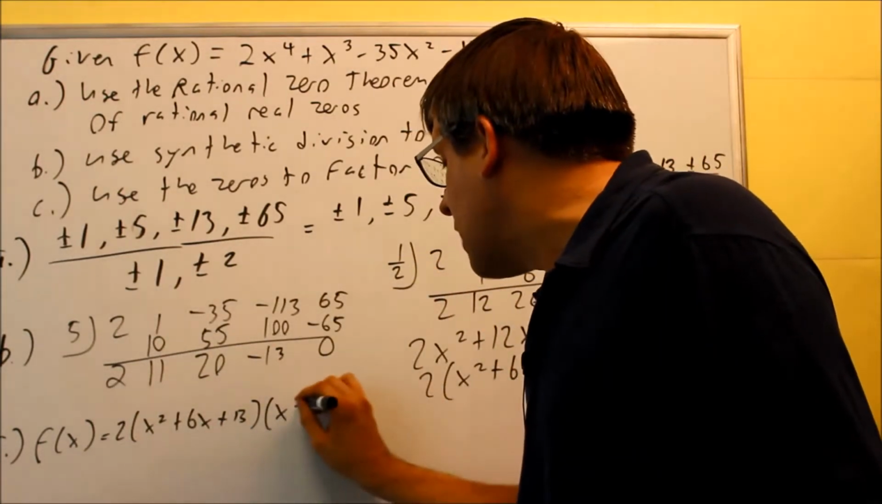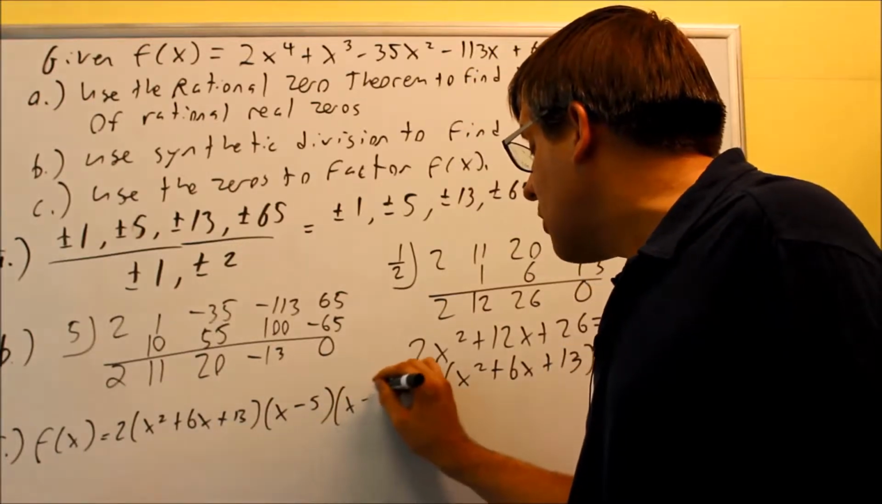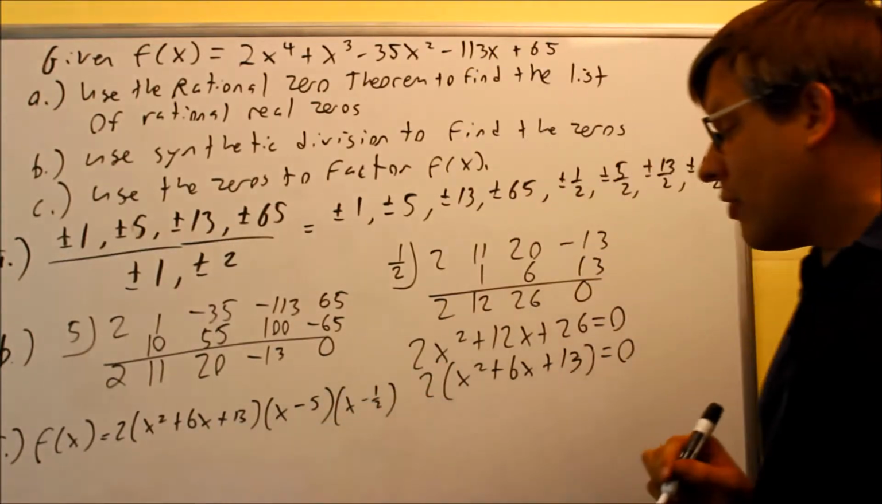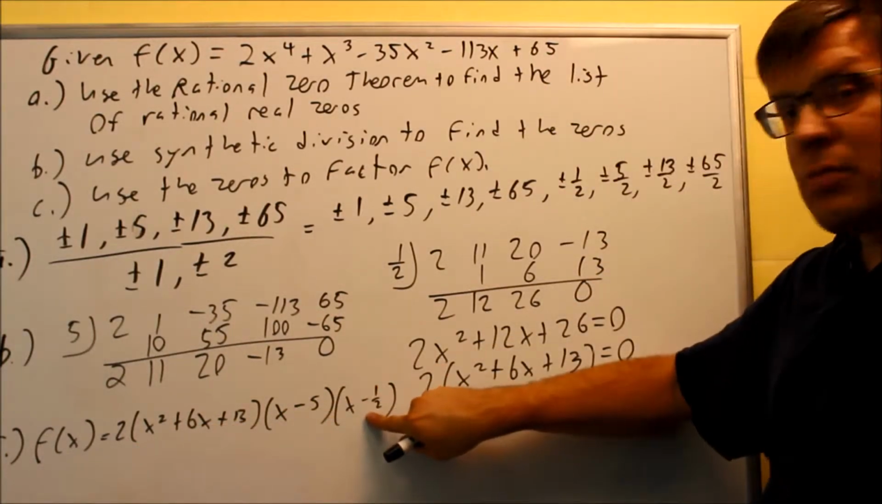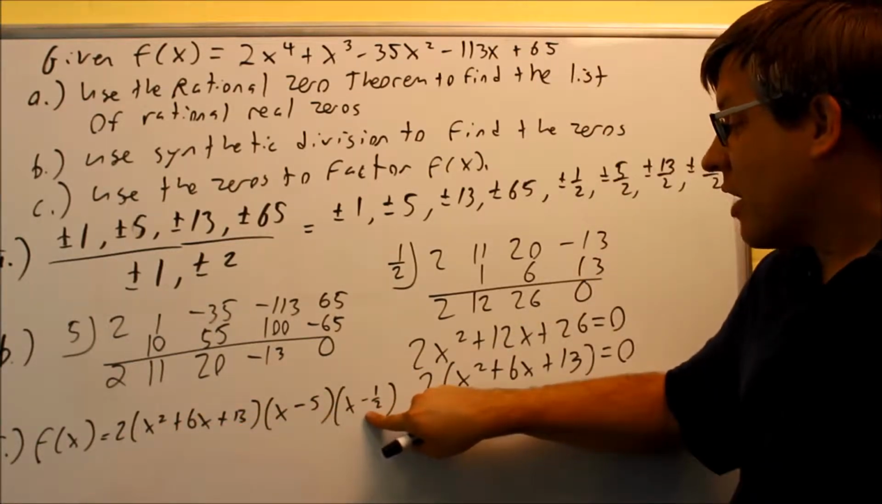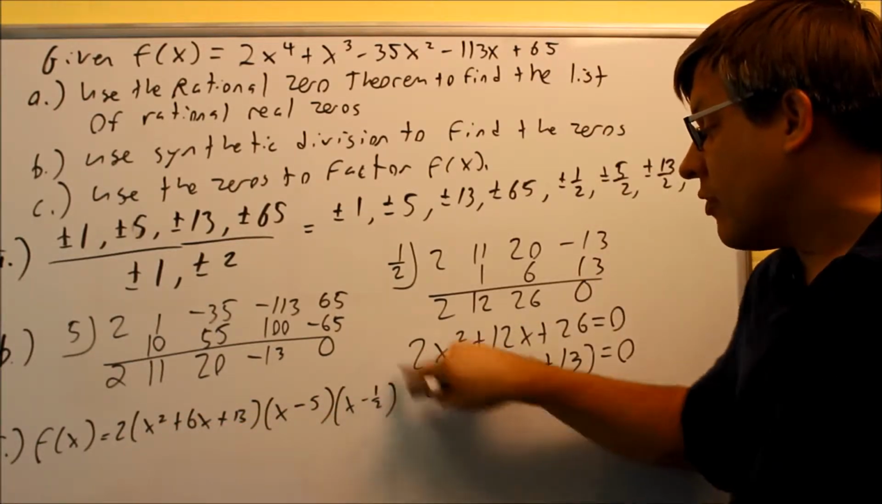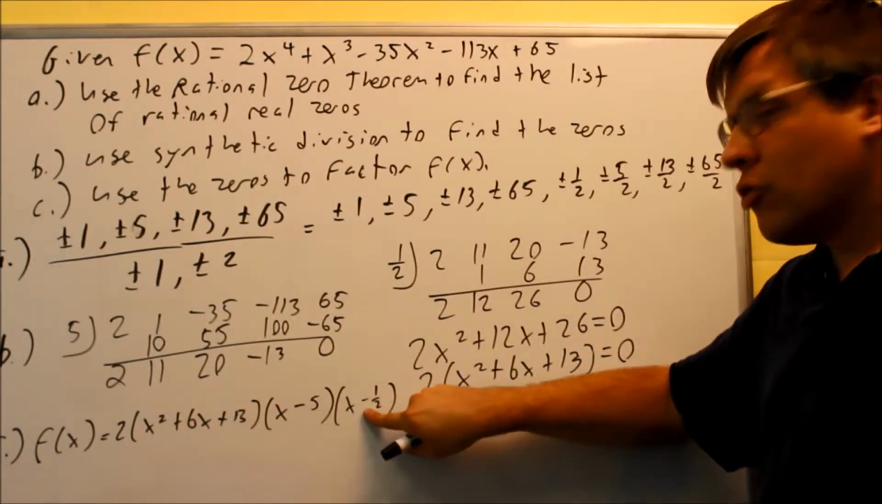You're always going to do x minus the 0, so we're going to do x minus 5. And the other one is going to be x minus 1 half. What I'm going to do is take the 2 and multiply it by this one. The reason I'm doing that is so I can get this fraction out of here, because usually you don't want to leave your answer with a fraction. So I'm going to take the 2 and multiply through by that one.